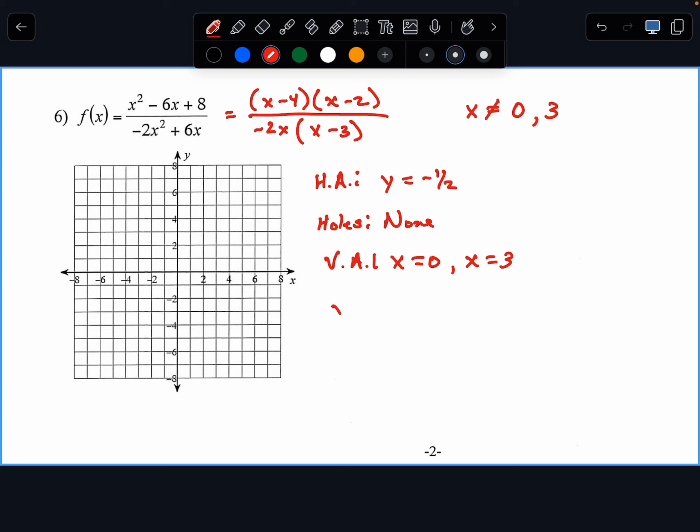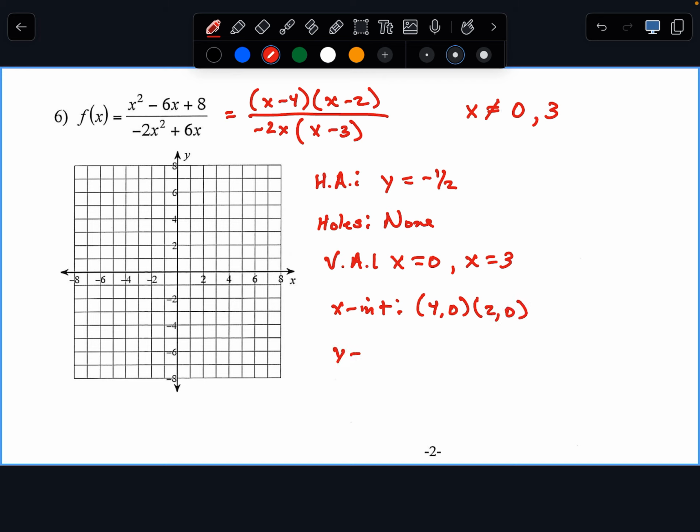Let's finish off here. X-intercepts. If you take a look, x-intercepts, remember, is when y equals 0. And in a fraction, y equals 0 wherever the numerator equals 0. Which means, where are my x-intercepts? 4 and 2. Yep. We have two x-intercepts, one at 4, one at 2.